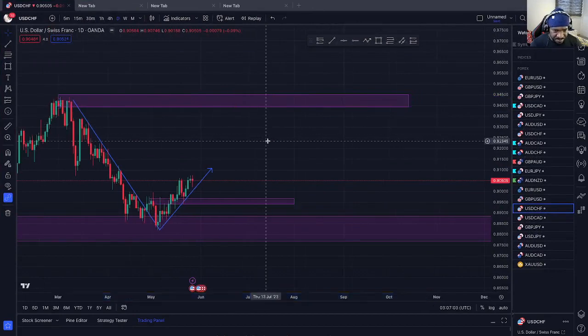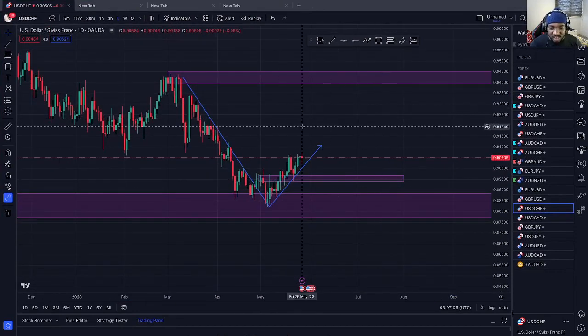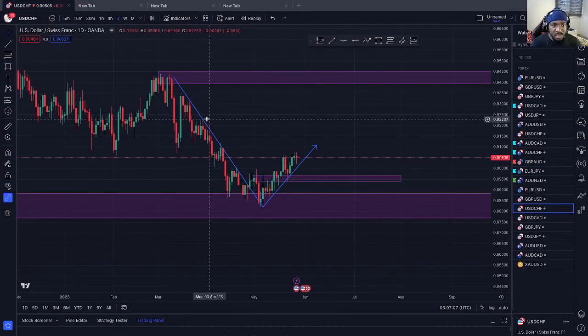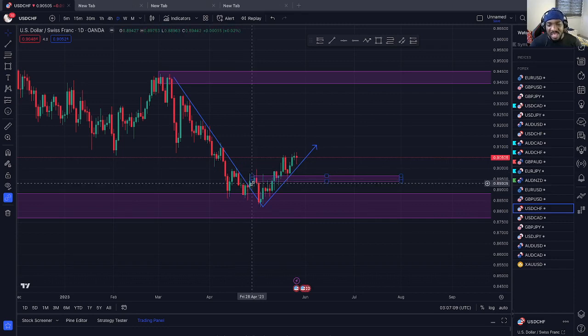So we're anticipating an uptrend. What we're trying to do is to find the premium zone to buy this market. That's what we're trying to do in this market.